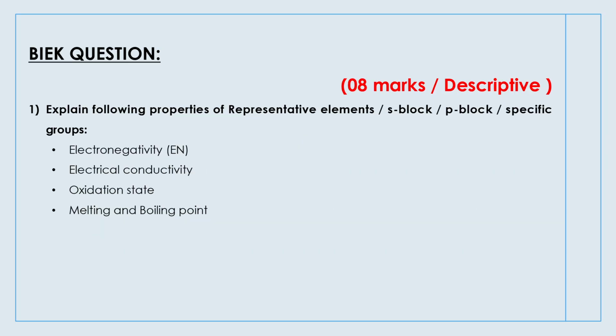You might get this in your descriptive for 8 marks, with 4 properties, which means 2 marks for each property. The same case will be followed. You have to make sure that you read the question very attentively and write what specific group they are asking you to write the trend for, and then if that group has any exception, that must also be mentioned.